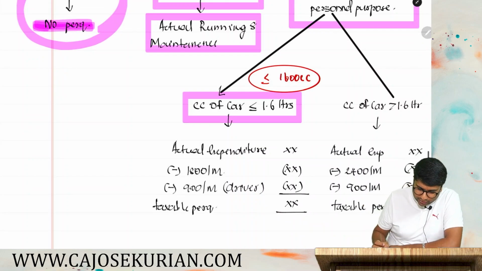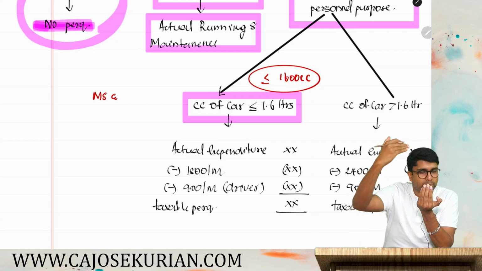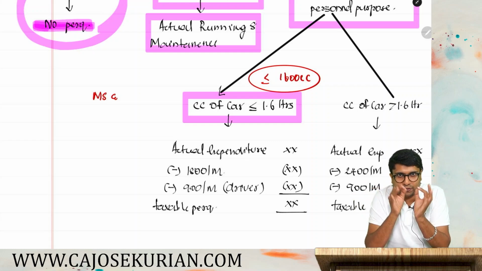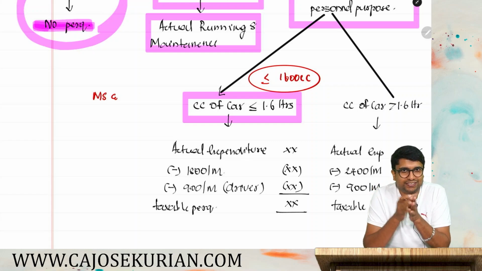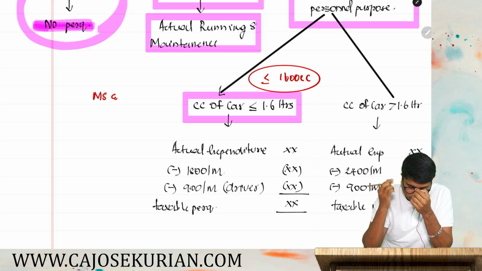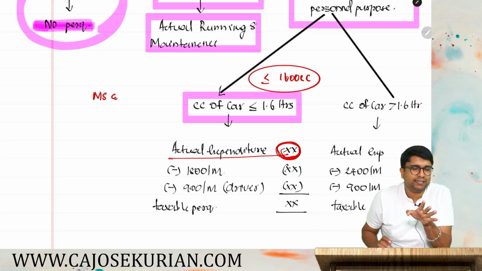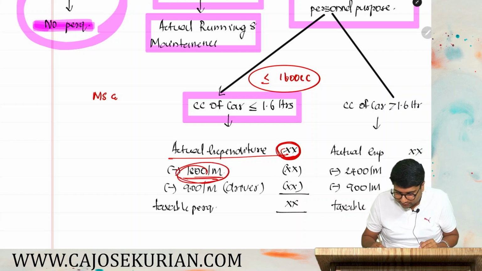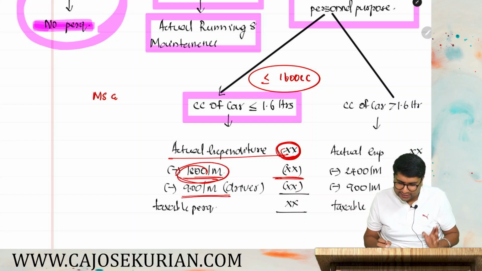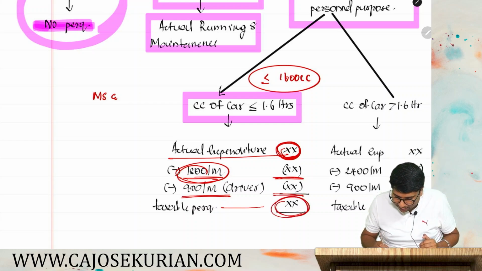Say, for example, a Maruti Suzuki Swift is owned by the employee, the maintenance and running charges are met by the employer, and the car is used for official as well as personal purpose. Because the Swift's cubic capacity is less than 1.6 liters, you need to note down the actual running and maintenance charges. The entire running and maintenance charges is not taxable as perquisite. You can deduct 1800 rupees per month, and if a driver is there, you can deduct an additional 900 per month. Whatever remains shall be the taxable perquisite.